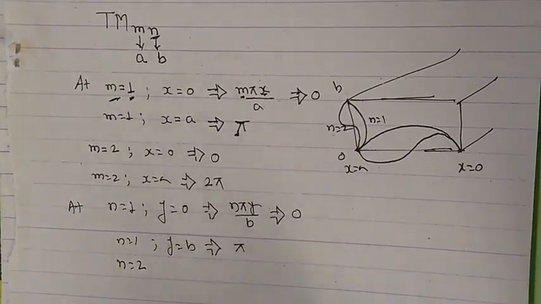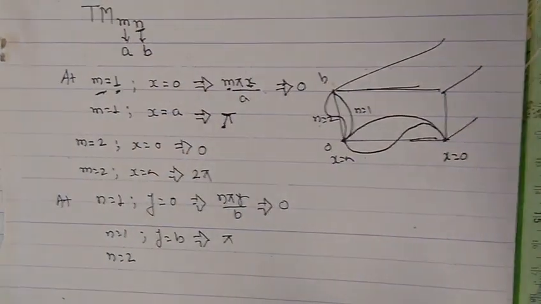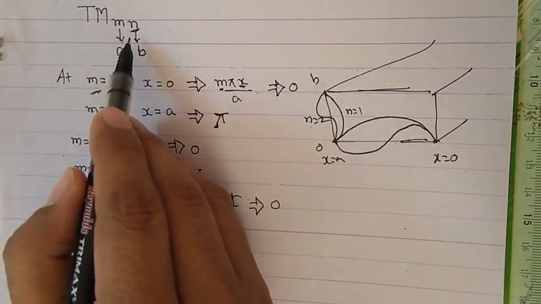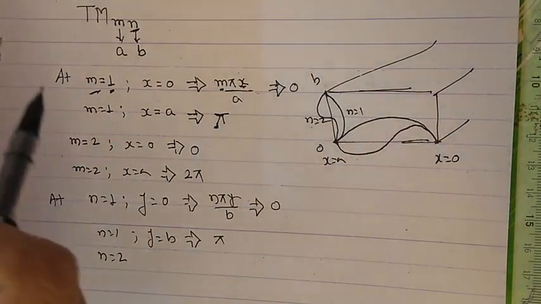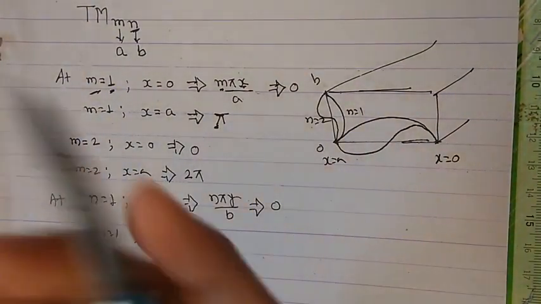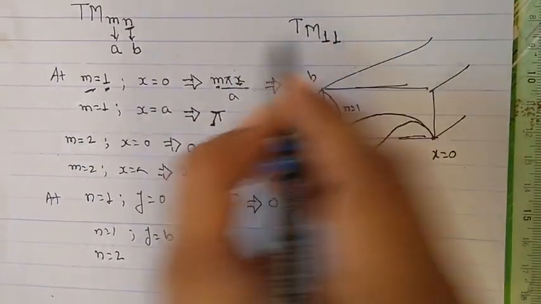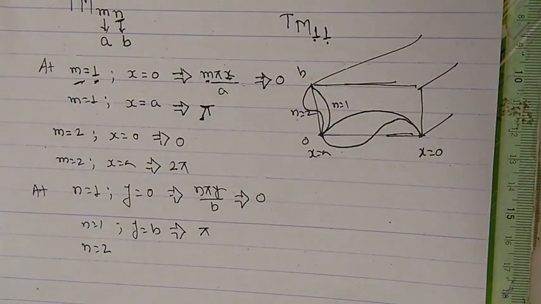So m is the number of half field variations along the broader dimension and n indicates the number of half field variations along the narrower dimension. If someone is writing a mode like TM11, it means m equal to 1 and n equal to 1, so that mode is called TM11 mode, and that indicates it has one half field variation along the broader dimension and one half field variation along the narrower dimension.